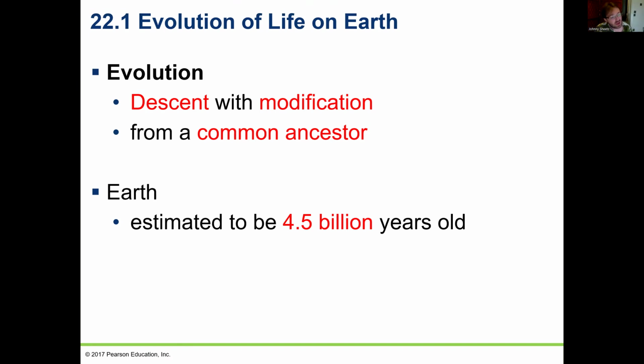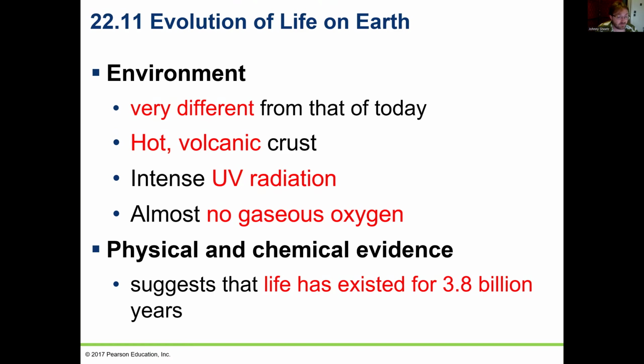Now, life on Earth is estimated to be about 4.5 billion years old. This number, I think, has since been pushed up to about 5 billion. The environment was very, very different from that of today. Super hot volcanic crust 4.5 billion years ago, incredibly intense UV radiation and almost no gaseous oxygen. The atmosphere at this point was mainly nitrogen and CO2.